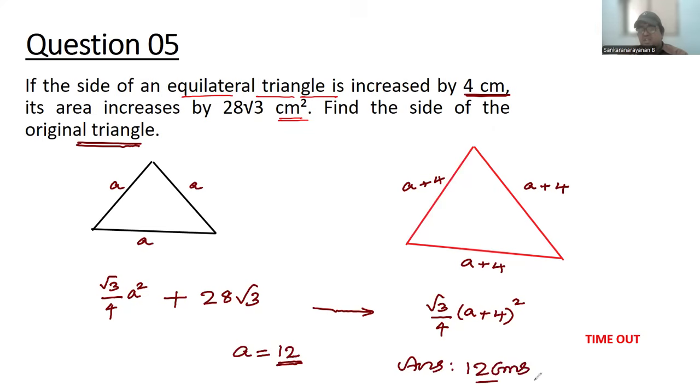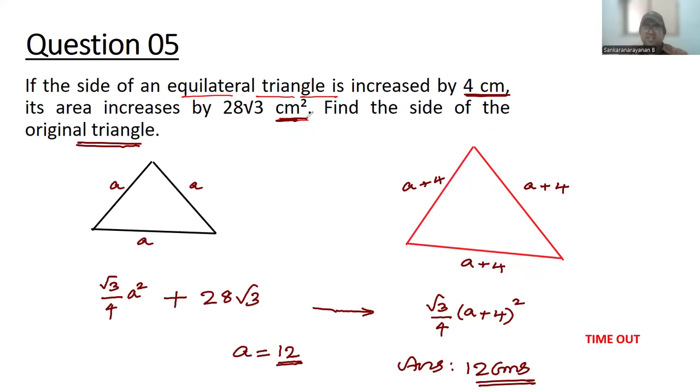I can commit the unit here because they have told you the centimeter square in that question. So the answer will come as 12 centimeters. Any assistance needed for finding out that value for A, do let me know. I shall definitely do it for you.